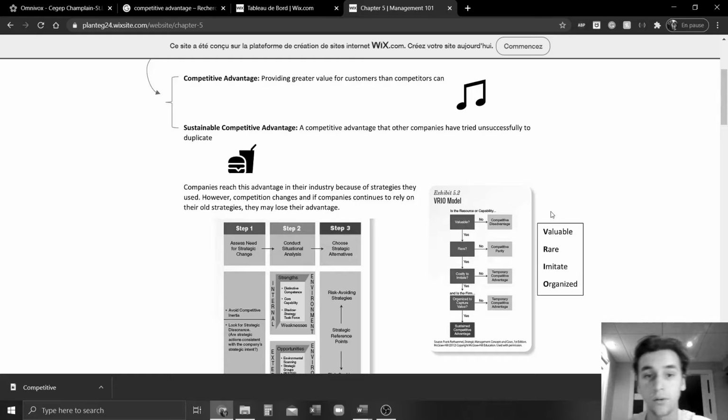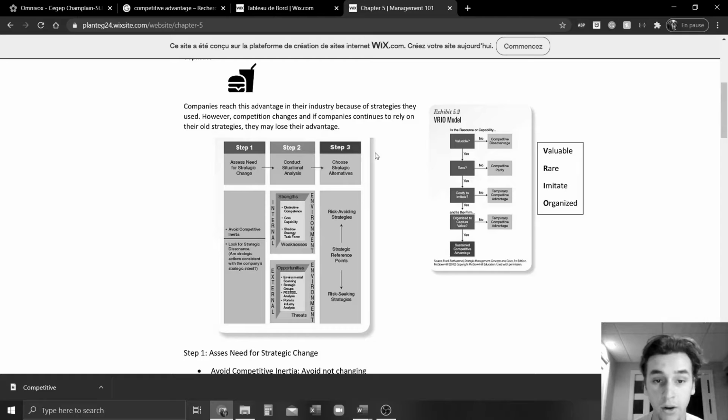So how do you know if you have a competitive advantage or a sustainable competitive advantage? You can use the VRIO model. So first, is my good valuable? Is it rare? Is it easy to imitate? Or is the organization organized to capture the most value of a product? So then companies reach this advantage using strategies that they used in the past. However, competition changes, and if companies continue to rely on their old strategies, they may lose their advantage.